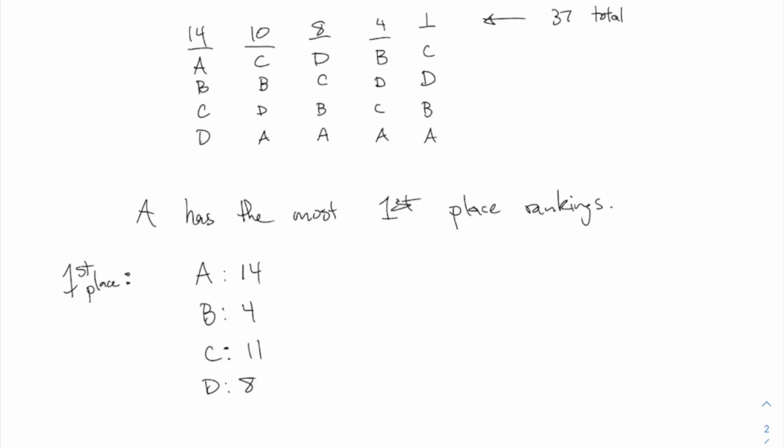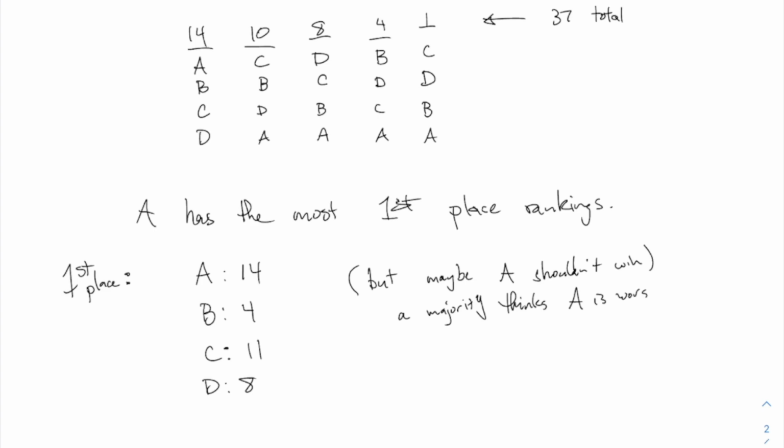Okay, so A has the most first place rankings. But can I just say maybe A shouldn't win? Just because so many people, actually a majority of the voters think that A is the worst, right? And so from that point of view, you shouldn't make A the winner in that situation, right? Maybe A shouldn't win because a majority thinks that A is the worst. Well, if not A, then who are you going to go with? I mean, I don't know.